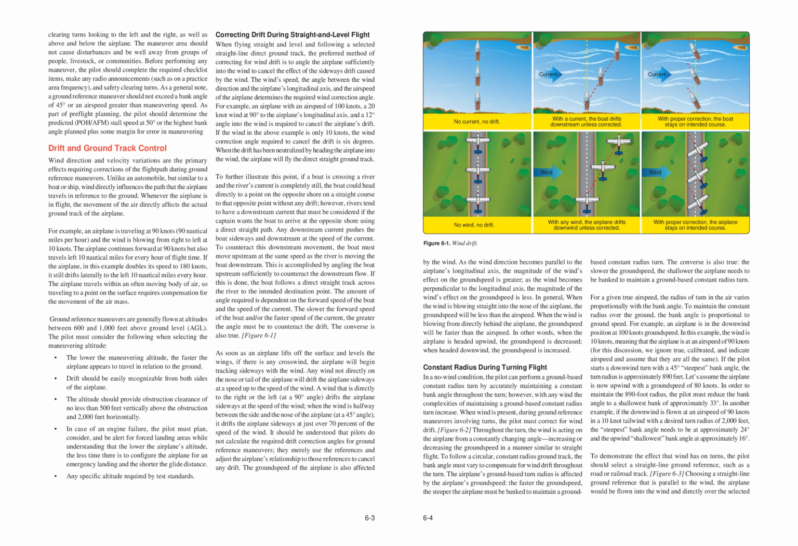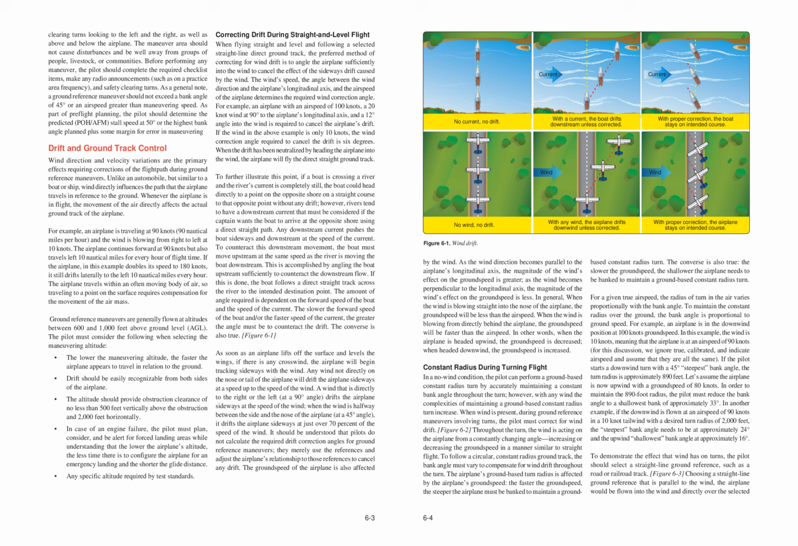Before performing any maneuver, the pilot should complete the required checklist items, make any radio announcements, such as on a practice area frequency, and safety clearing turns. As a general note, a ground reference maneuver should not exceed a bank angle of 45 degrees or an airspeed greater than maneuvering speed. As part of pre-flight planning, the pilot should determine the predicted POH/AFM stall speed at 50 degrees or the highest bank angle planned, plus some margin for error in maneuvering.